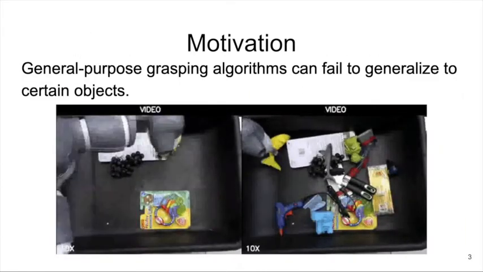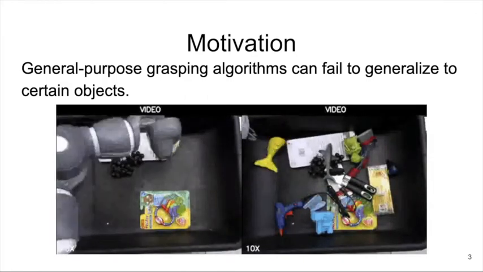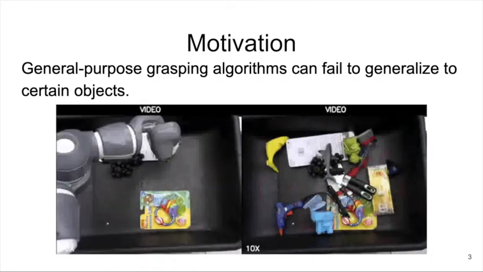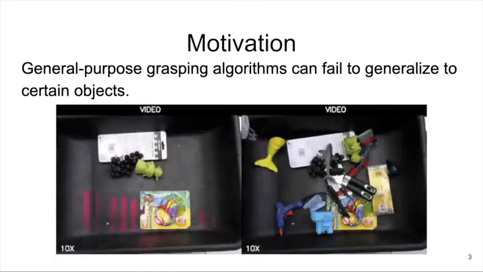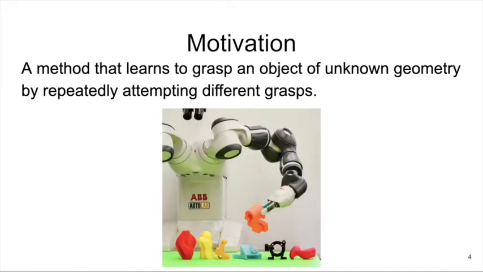General-purpose grasping algorithms can fail to generalize to certain objects, such as objects significantly out of the training distribution, or adversarial objects for which very few high-quality grasps exist. This motivates a method that learns to grasp an object of unknown geometry by repeatedly attempting different grasps.